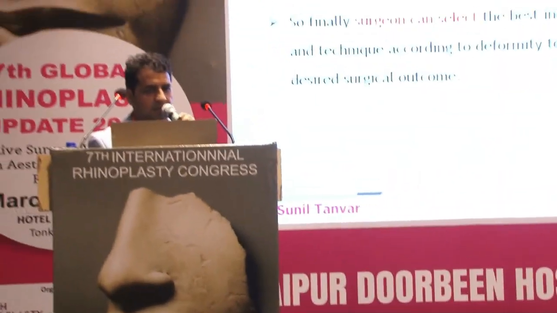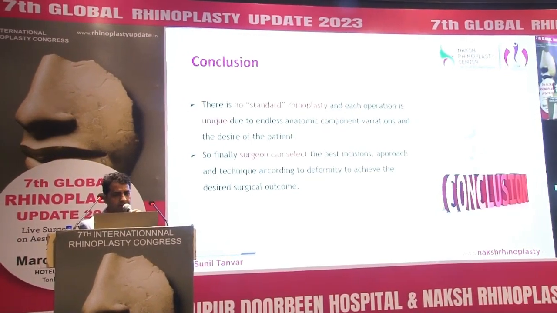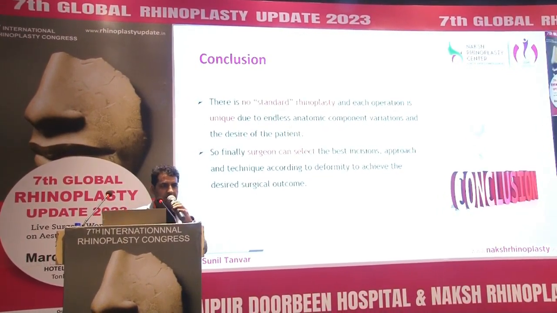So it's a really important message that whether you use the internal or the external, the important thing is that you correct your deformity and there is no such problem. So again, thank you so much. And there is no standard rhinoplasty. Finally, the surgeon can select the best incision approach and technique according to the deformity to achieve the desired surgical outcome. Thank you.